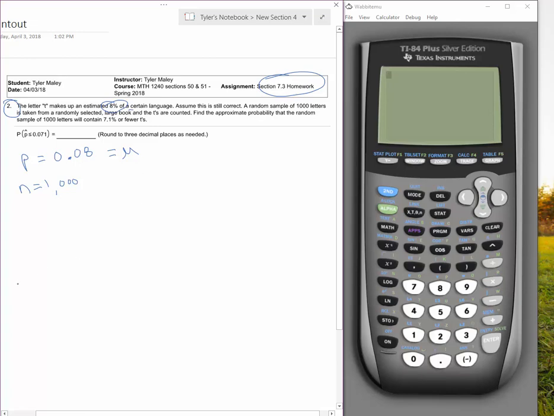So what I like to do is start with a picture. So the conditions are met. So the curve of this, we would expect it to look pretty normal, right? So that's why we can use the normal model. It's appropriate. Don't forget, with the normal model, the bell curve, the mean's in the center, right? So 0.08 would be here in the center. And we want to find what happens if you get 7.1% or fewer T's, right? So if we look to the left of 0.08, somewhere here would be 0.071. So that's my p hat value, right?